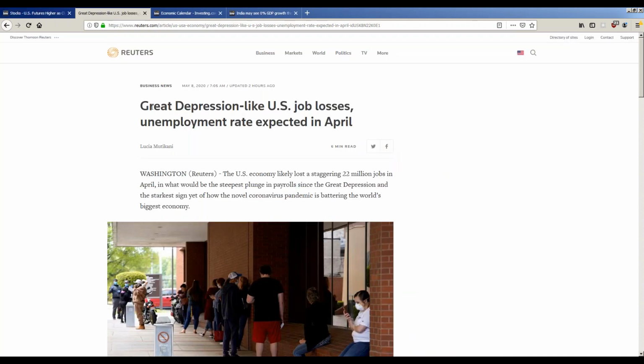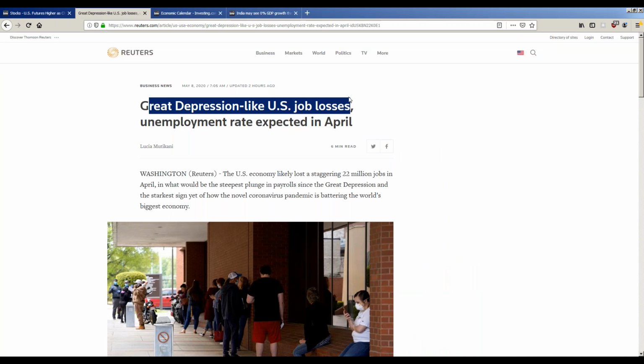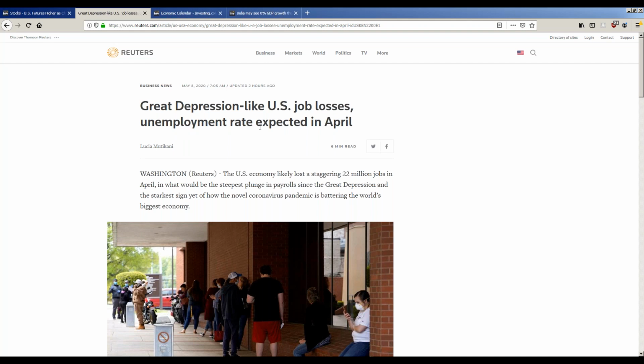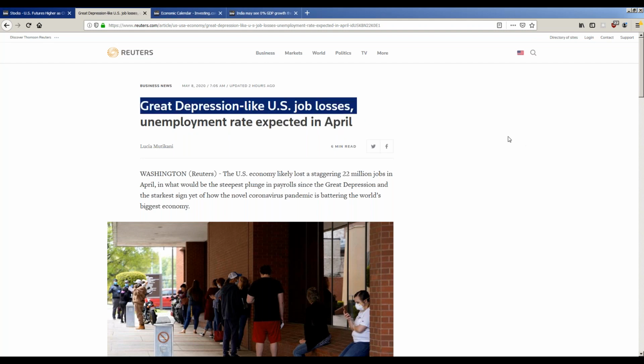Oh, and I wanted to show you this. Great Depression like US job losses. Unemployment rate expected in April. So they're expecting the unemployment rate for last month's numbers, which are about to come out in less than 15 minutes, to be like numbers from the Great Depression. Okay, which is a very dark, gloomy time in US history in terms of economic situation.